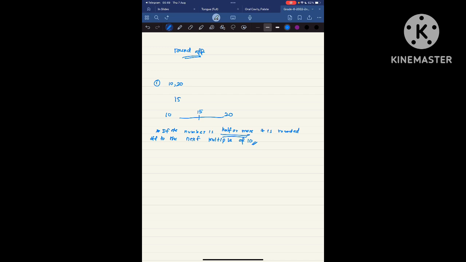Okay, so according to that theory, 15 is rounded off to 20, 16 is rounded off to 20, 17 is rounded off to 20. 18 is rounded off to 20 only. Let's say 11. 11 is not half or more, it is less. If it is less, it is the previous multiple of 10.